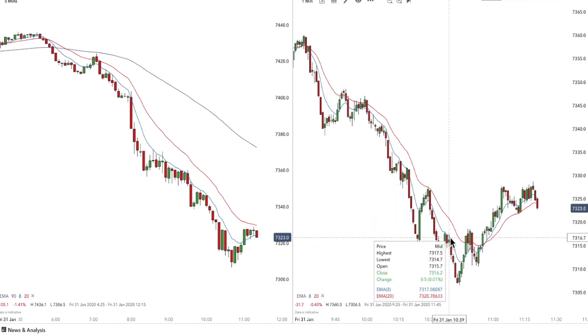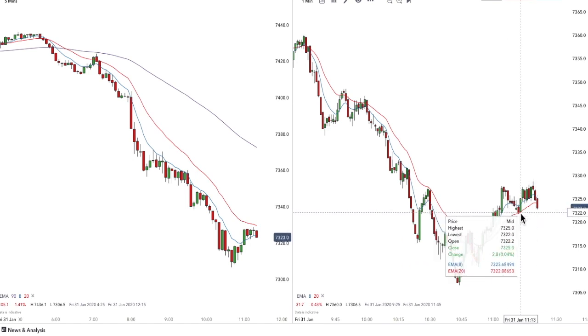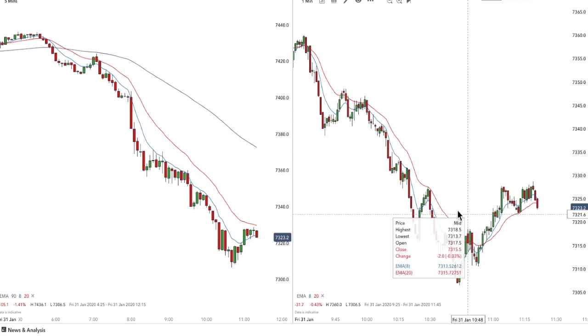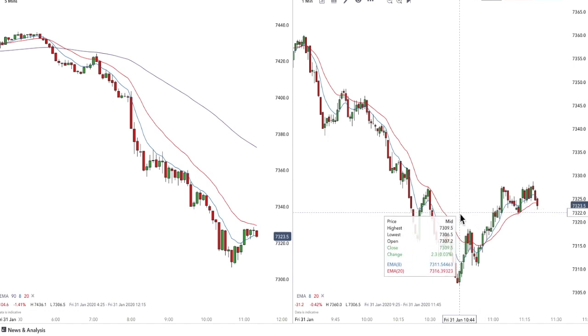So I'd be breaking a rule if I entered on the drop below the middle here. If it happens, I'd be breaking rules, and when you break rules on a consistent basis, then you lose money, and so we don't do it.